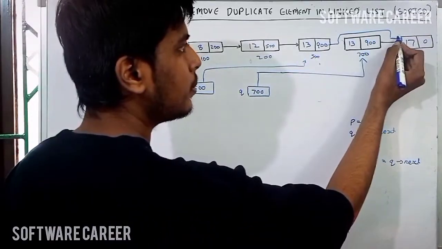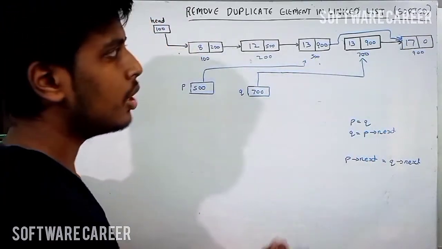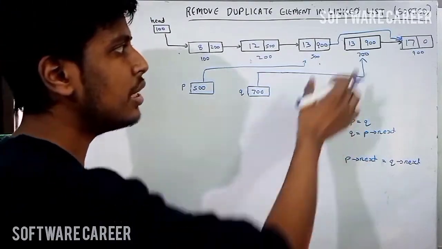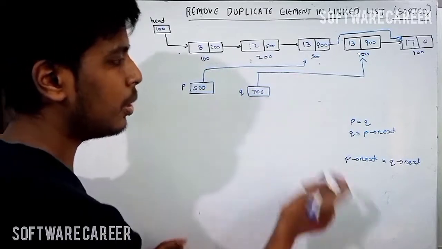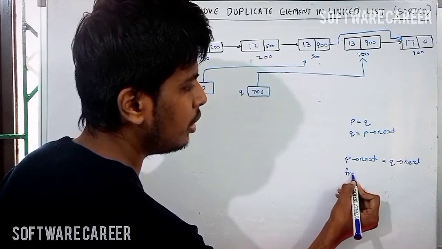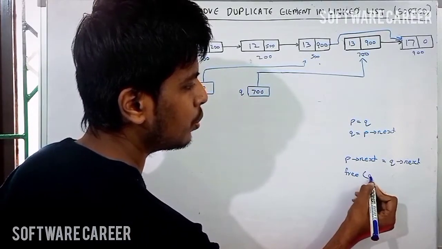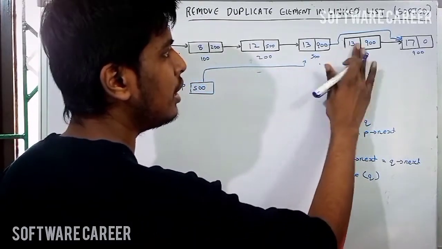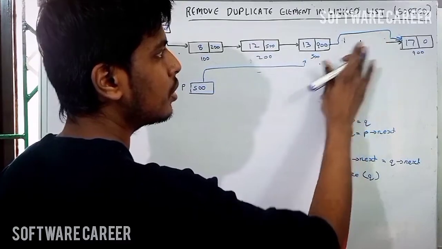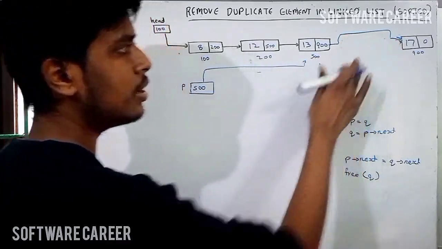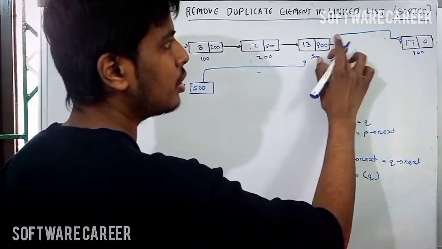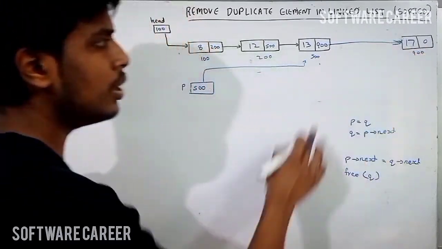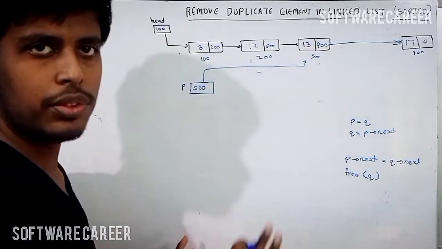Now see, now you have created a link. Now this Q node is simply sitting there. Now you should remove it, otherwise there is memory wastage. How can you remove it? See here, you should write free Q. That means this Q pointer, this node will be deleted. Now you have deleted this node. Now there is a link between these two nodes only. Now the 13 is written only once.